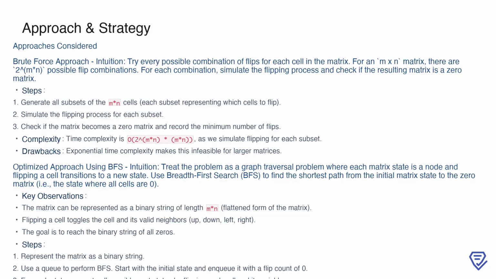Because of this, we turn to a more optimized approach using breadth-first search, or BFS. The intuition here is to treat each matrix state as a node in a graph, where flipping a cell transitions the matrix to a new state.